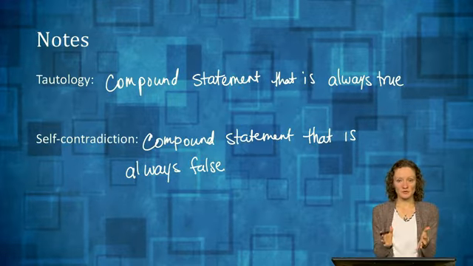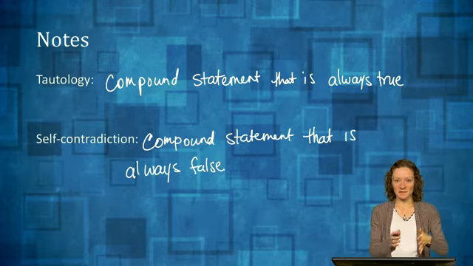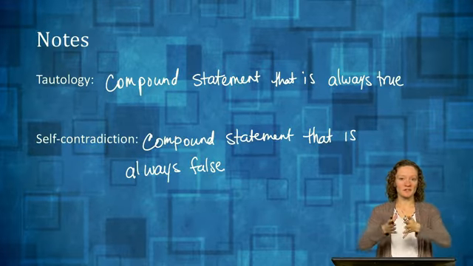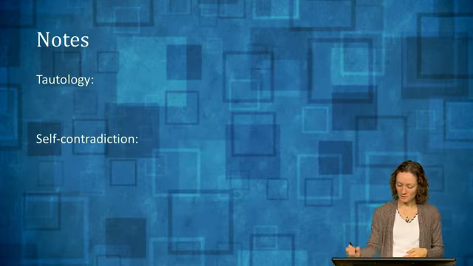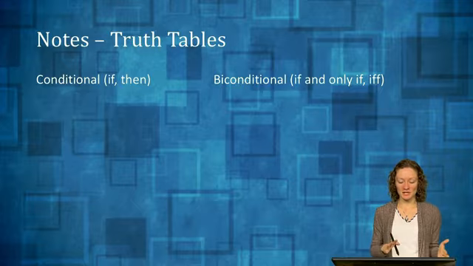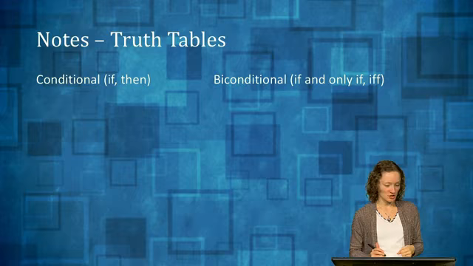So after we fill in a truth table, we'll now be able to answer, is this statement a tautology? All true. Self-contradiction? All false. Or neither. Is it something in the middle? Are there a combination of trues and falses? All right. So let's get these basic truth tables, the conditional and biconditional. This is again going to be really the heart of this section.